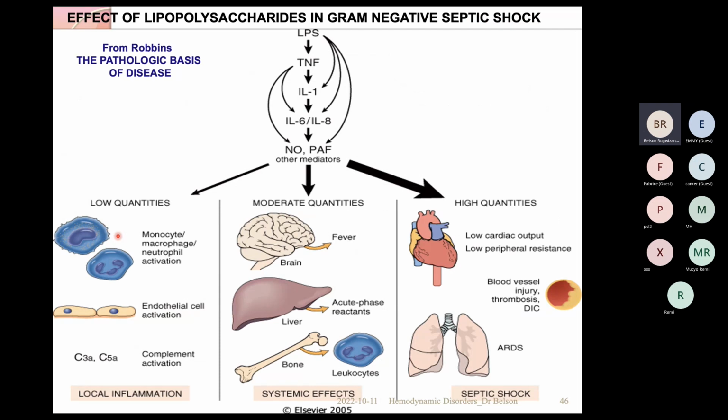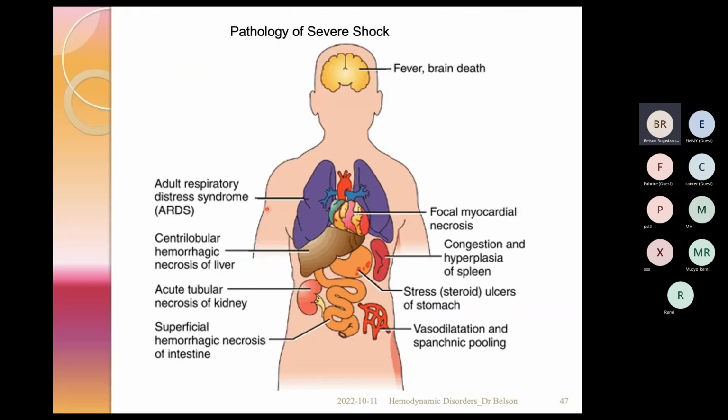So effects of septic shock: in low quantities you can have local inflammation. In moderate quantities, systemic effects, and in high quantity you go into septic shock. So you read this diagram, and it is in that book of Robbins I mentioned when we started.